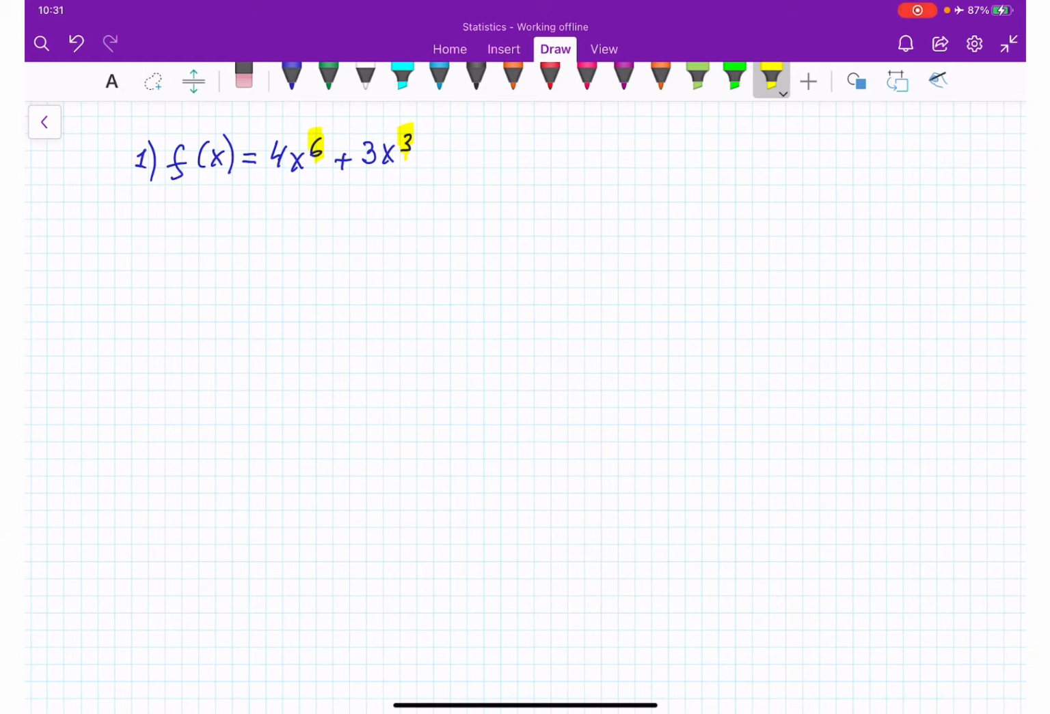Okay, so what is the degree? We are checking if the variable is the same, x and x. Obviously one can be x, one could be y. In this case the variable is the same. We take the highest degree, 6, and that will be the degree of the polynomial. Degree is 6.